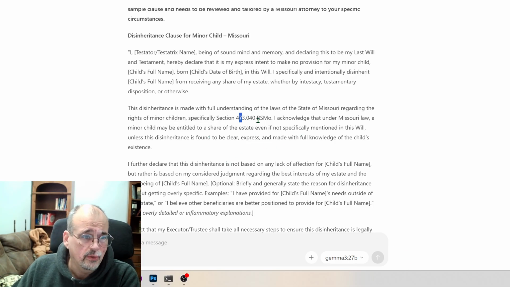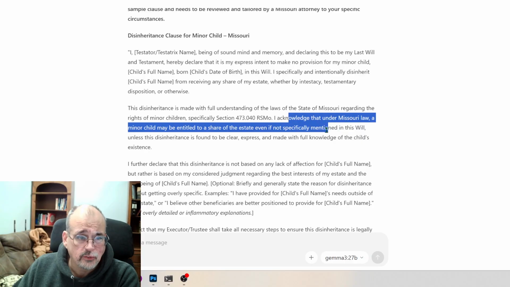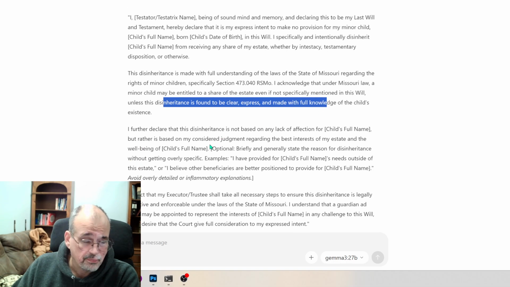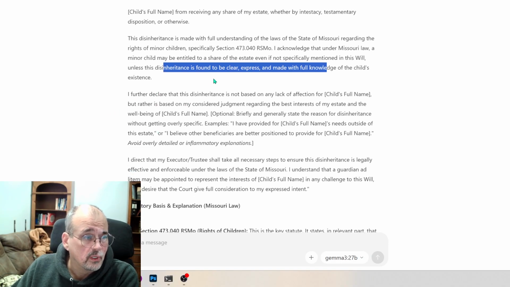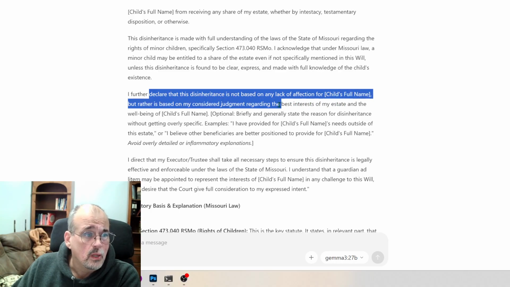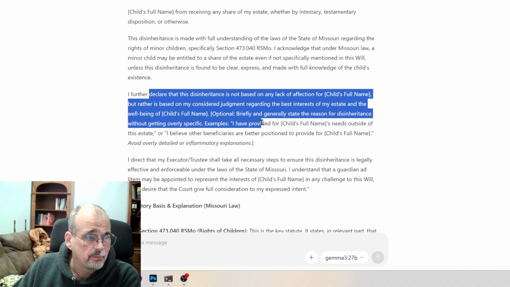It's written confidently. I acknowledge under Missouri law, a minor child may be entitled to a share of the estate, even if not specifically mentioned in this will, unless disinheritance is found to be clear, express, and made with full knowledge of the child's existence. There's no citation for that, and there's good reason. I further declare this disinheritance not based on a lack of affection, but on my considered judgment regarding best interest of my estate and well-being of the child's name.